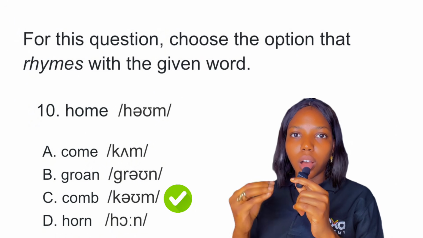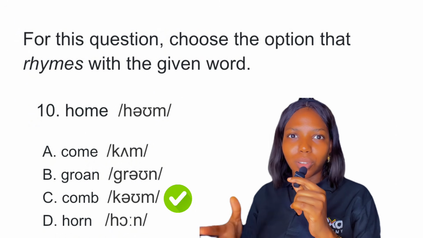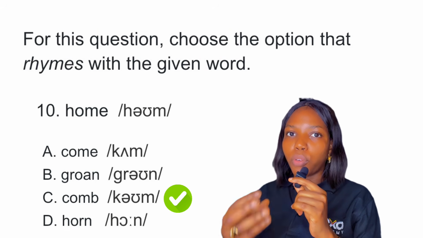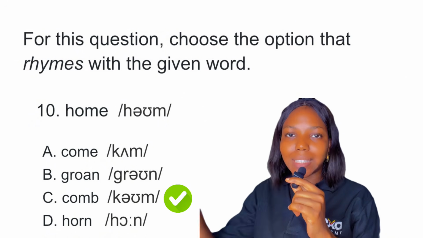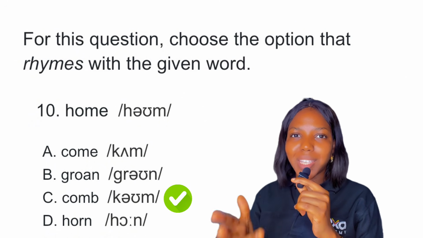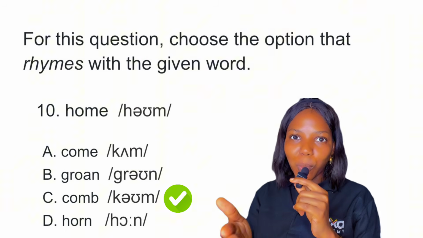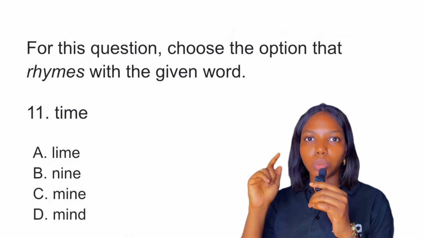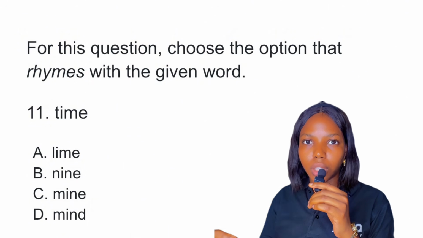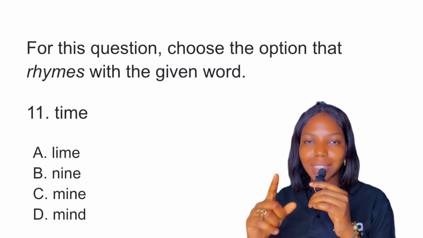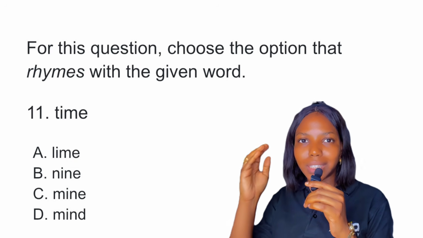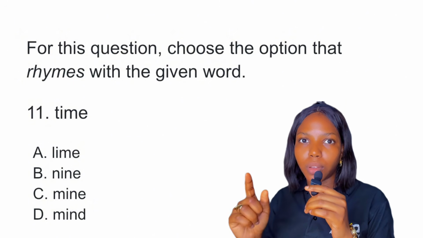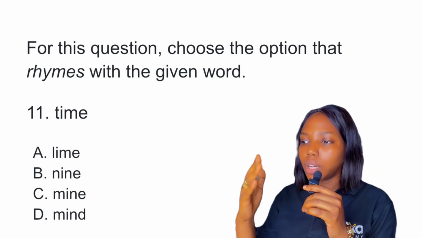Now look at option D. Horn. The last sound is n. It does not rhyme. So between option A and C, which has the highest number of same or similar ending sounds? C. So option C is the final answer to this question. Home, comb. Here is another question on rhyme. The first thing you want to do is pronounce the word and understand the sound. Okay, time. The next thing is you want to think of the last sound, the ending sound. What is the ending sound? m, followed by I when you move backward, right? Good. Now go to the options.